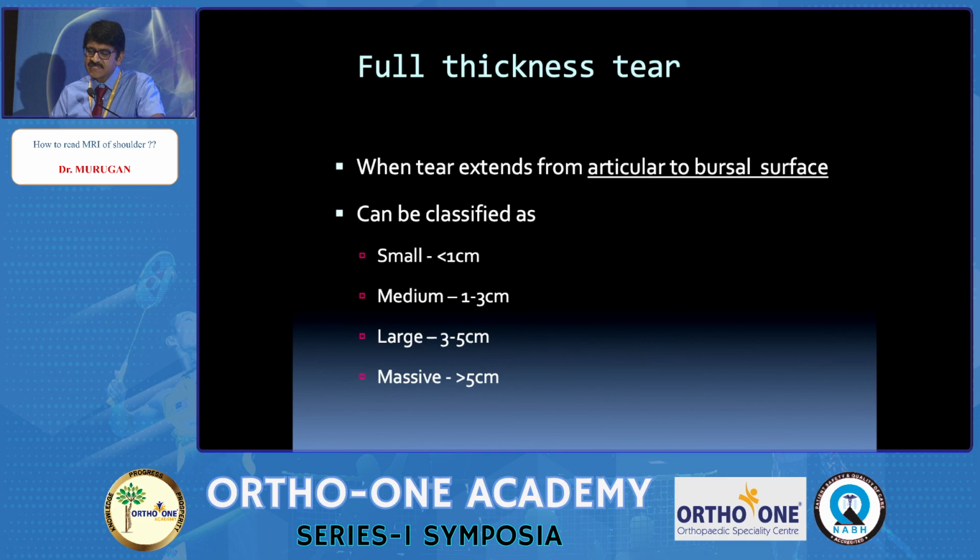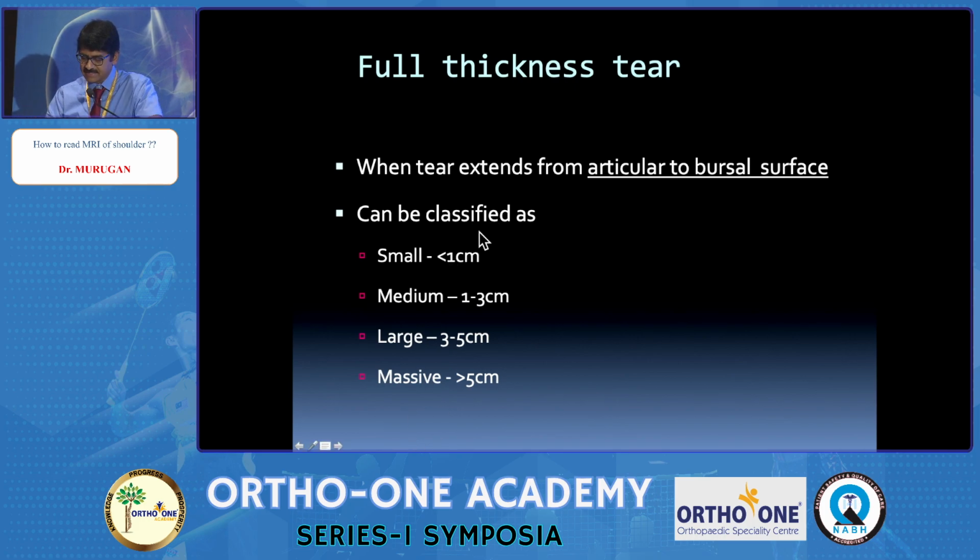Full thickness. So when do we say full thickness? This is again some confusion. Sometimes some of the colleagues mistakenly feel it is the width, the anterior posterior. It's not so. It is the extent from articular to bursal surface. It could be a very small full thickness, even less than 1 centimeter. As long as it involves the bursal and articular surface, it's a full thickness.